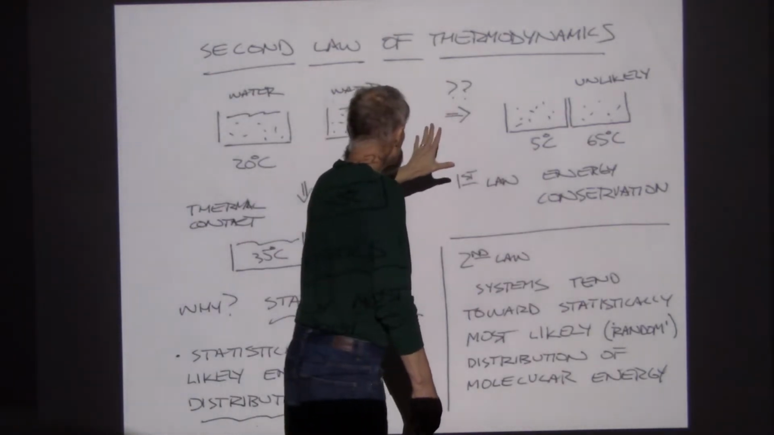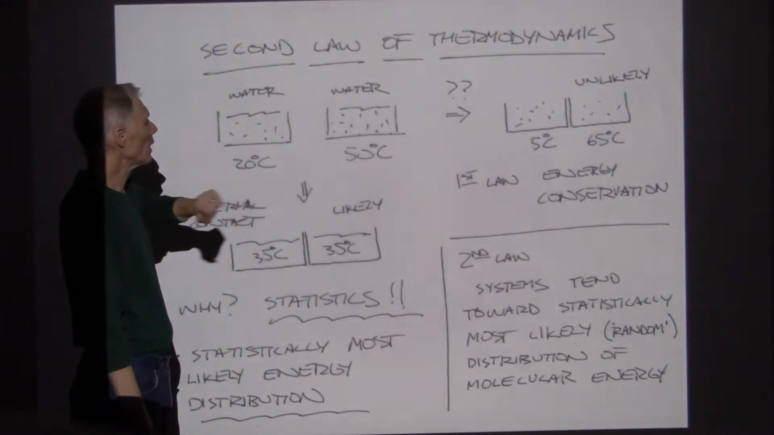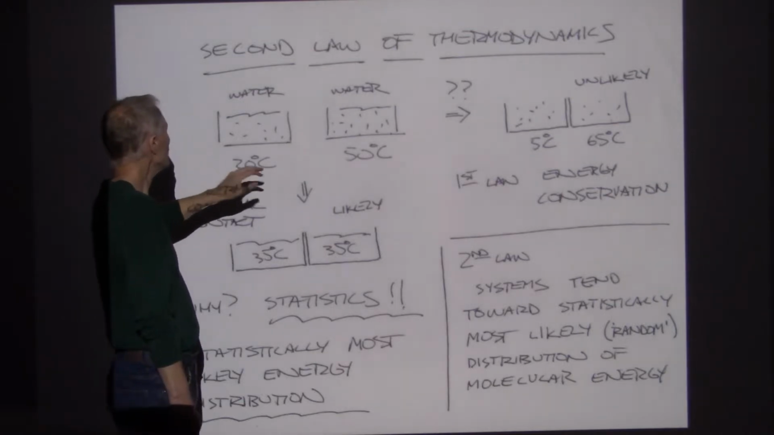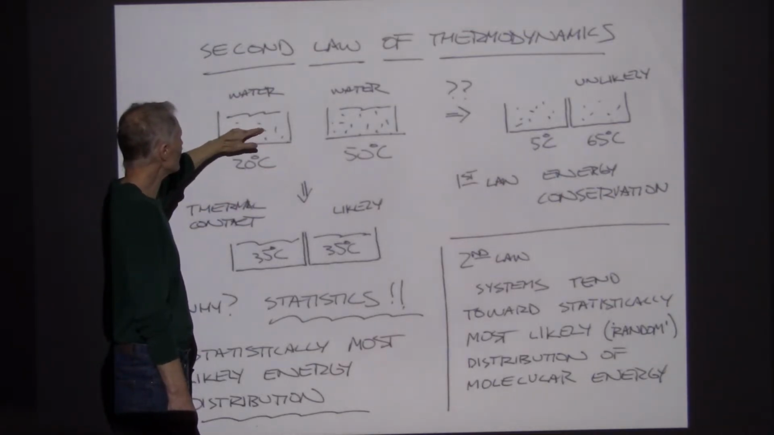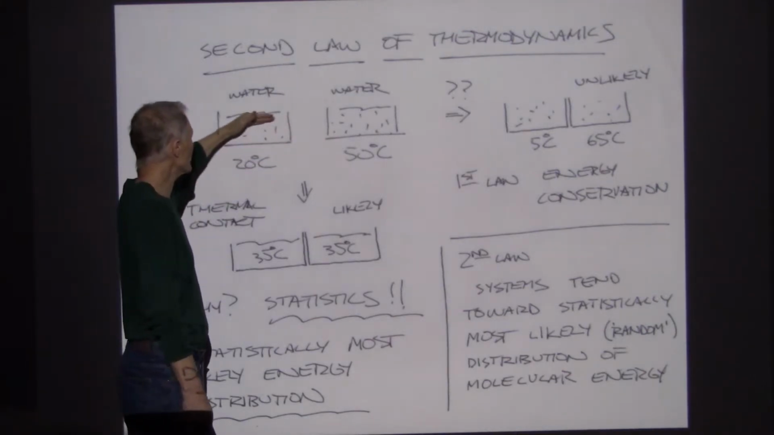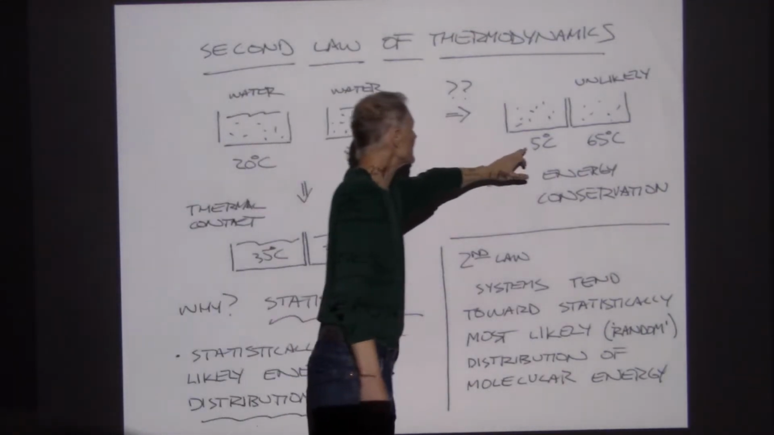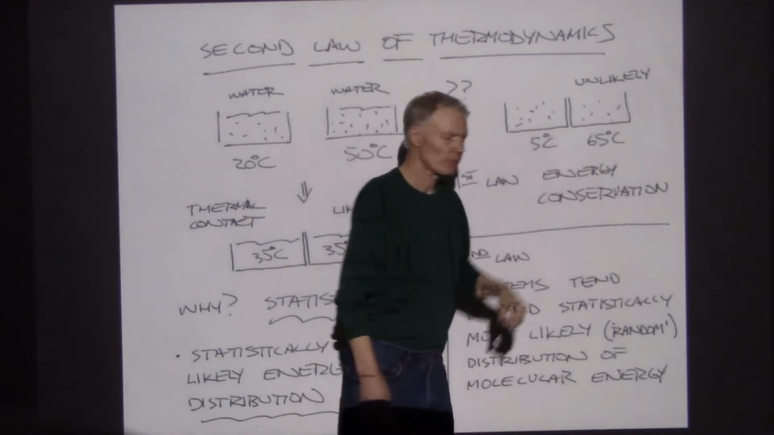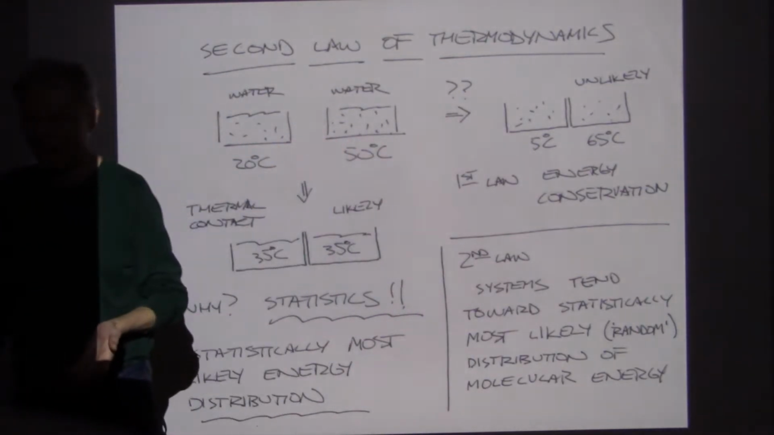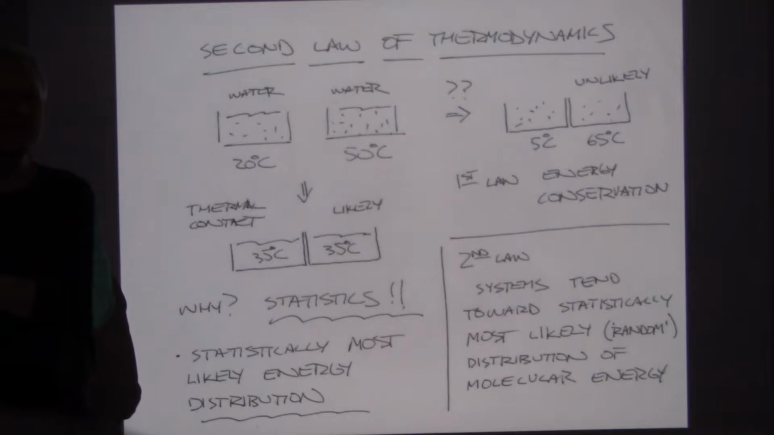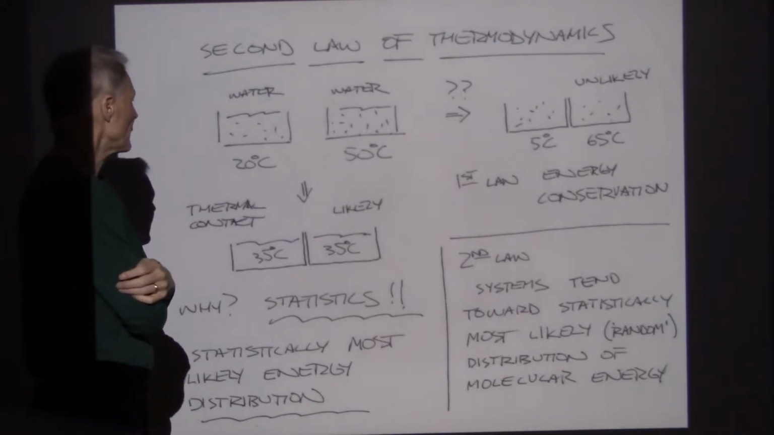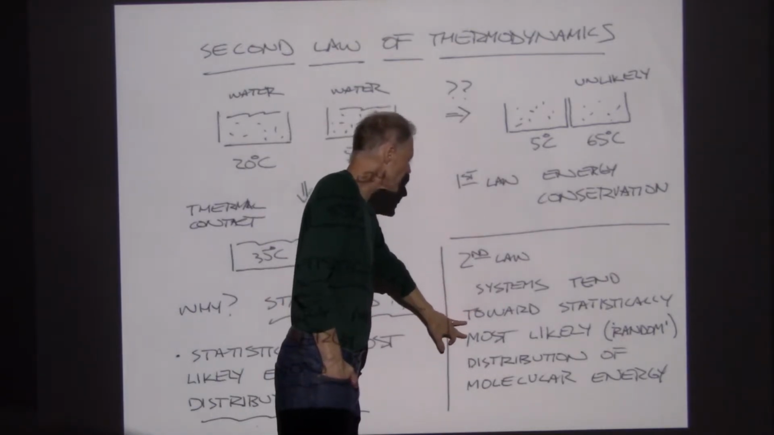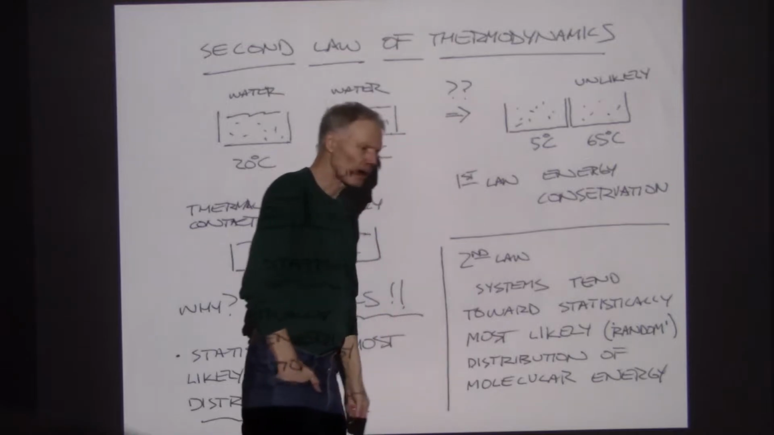So energy-wise, if the first law of energy conservation was the only thing going on here, we would say, well, wait a minute, we could take heat from here and transfer it to here. This could drop maybe down to 5 degrees Celsius. This could pick up that heat and raise to 65 Celsius. Now, statistically, that's really unlikely, and actually statistically that's like never going to happen. But again, the second law says that systems tend towards the statistically most likely distribution of molecular energies.